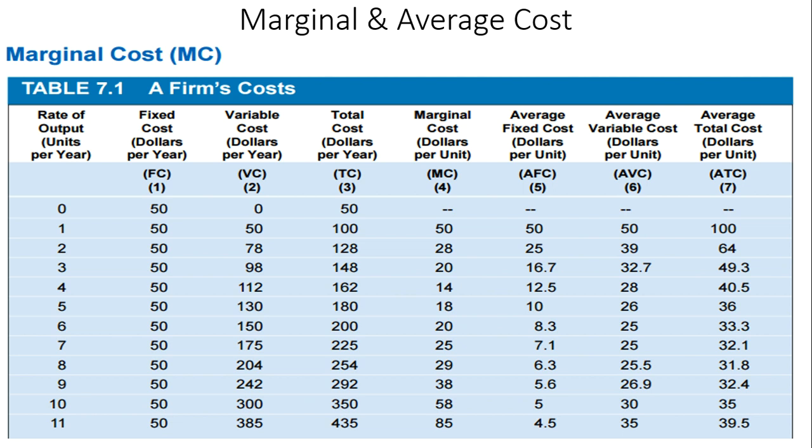So for us to get these figures here, we're just going to be subtracting. So it will be this 50 for the total cost minus this 50 for the fixed cost. That will give us the variable cost. This 100 for the total cost minus this 50 for the fixed cost, it will give us the 50 for the variable cost. The 128 minus 50 will give us the 78 for the variable cost. Okay, so there are cases of that nature.